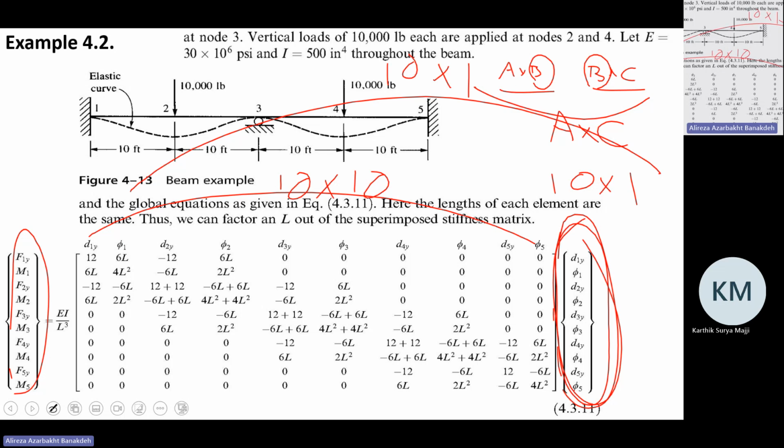There are 10 numbers here. 5 of them are external forces like F2Y. This is 10,000. All right. This is external forces. This is external forces. This is external force. This is external force. Exactly these 5 are external forces. They can be a number or zero. Some of them are 10,000. Some of them are zero because we don't have any moment there.